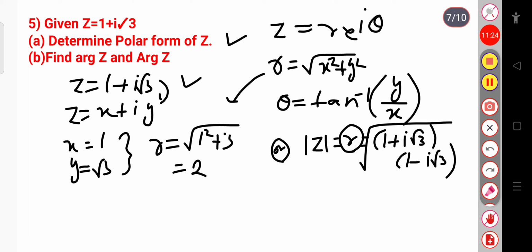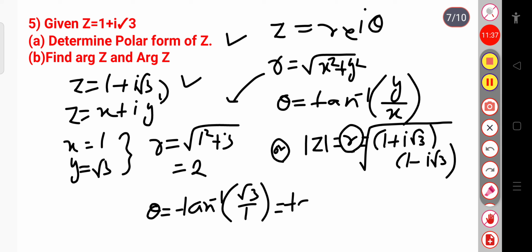Now, theta will be equal to tan inverse y by x. So y is here root over 3 divided by x is 1. So this is equal to tan inverse root over 3. The value of tan inverse root over 3 is nothing but how much? It will be pi by 3. So theta will be equal to pi by 3, clear.